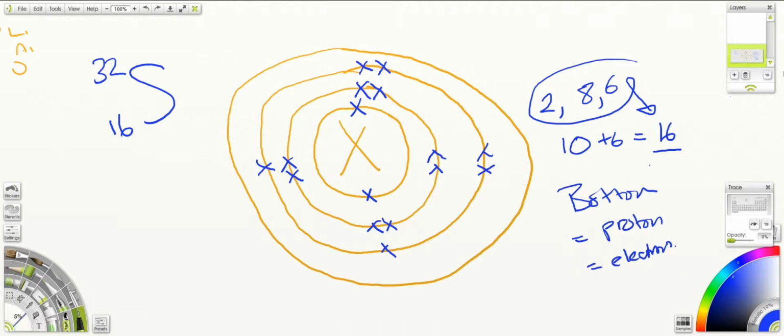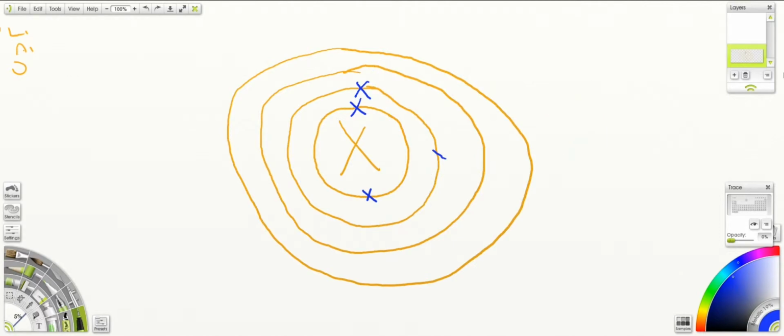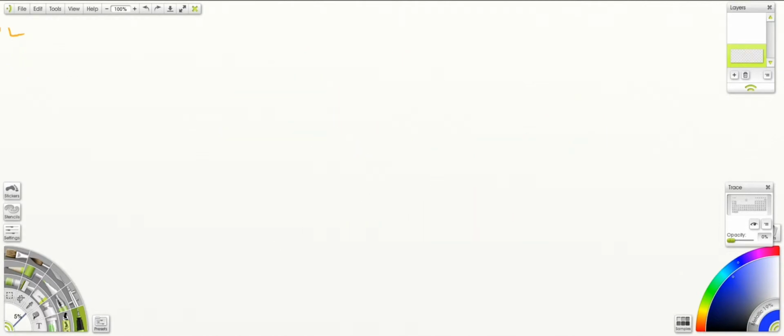Now let's have a look and draw it for lithium and aluminium and oxygen. Now guys, here's a good chance to pause the video and try it yourself and then come back and see if you're right. So lithium, again, it's 7 at the top, 3 at the bottom. We want to work with the electron structure, so we're working with this bottom number here.